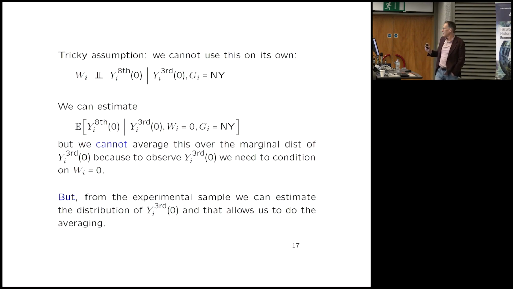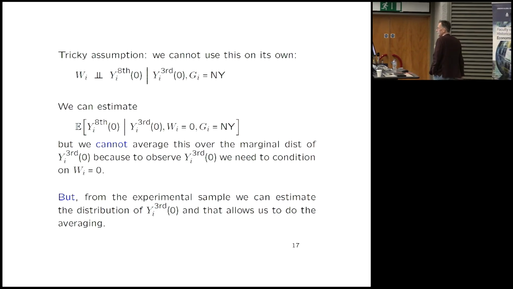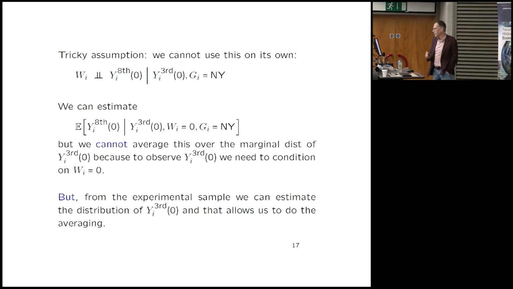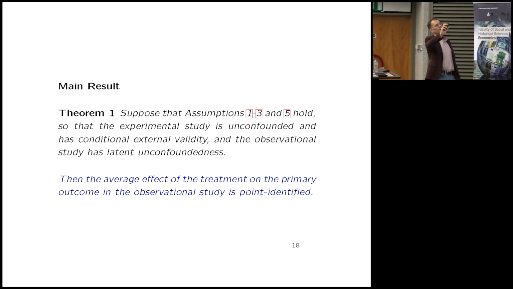Again, we can't use that assumption on its own. Even though we can estimate this conditional mean, we can't average that over the marginal distribution of y0, because we only see y0 conditional on w is 0, and it's no longer the same. But we can get that from the experimental sample and then undo the selection.